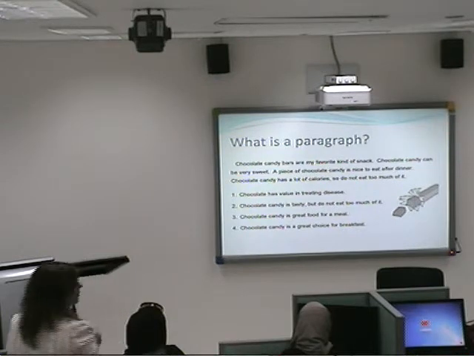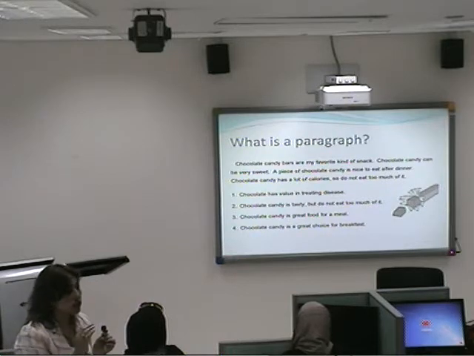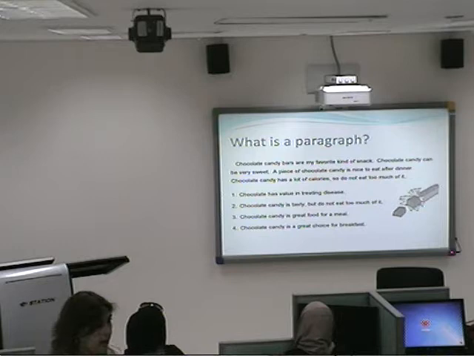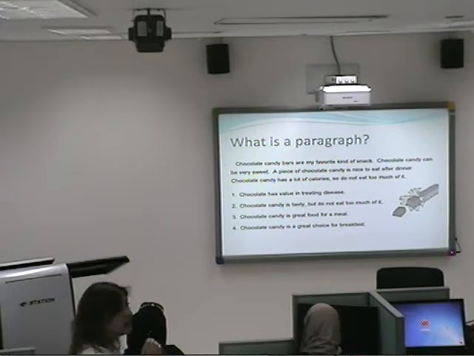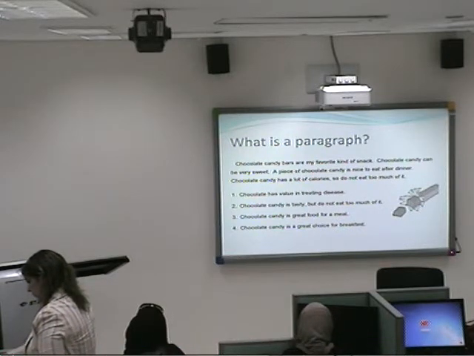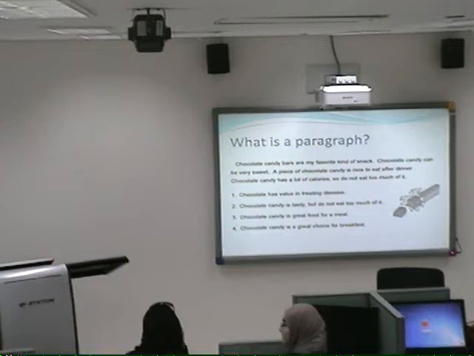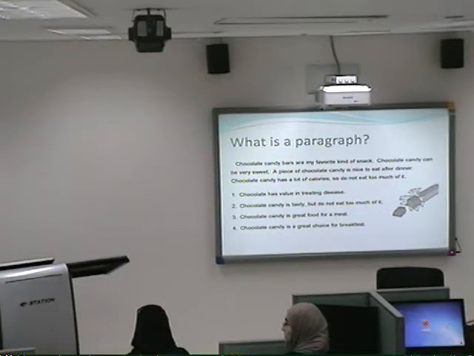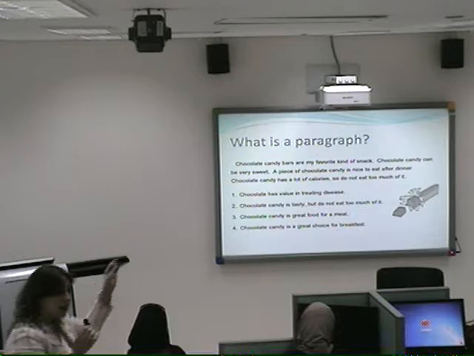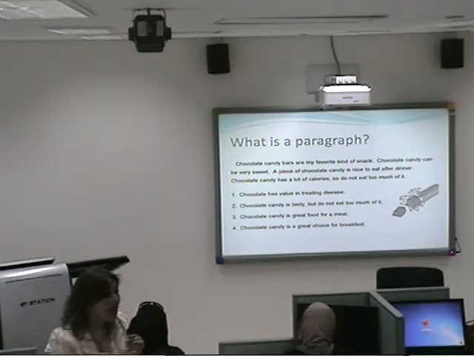What about the third sentence? Who can read the third one? And tell me if we choose number 2, so the third is not an appropriate or suitable topic sentence. Why? Who can read the third one and tell me why? Yes, please. Chocolate candy is great food for a meal. Why is it not a good topic sentence? Okay, because it's a snack. The writer mentions in the supporting sentences that he likes it as not a meal.